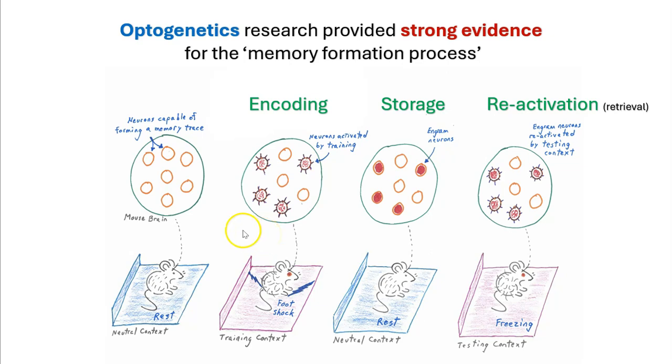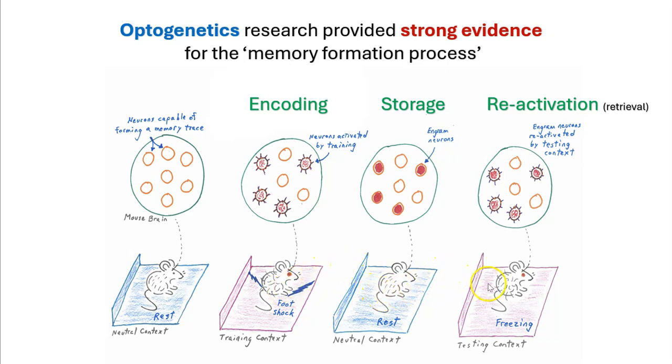In a previous lesson, we learned about what's happening to this mouse in the bottom part of the diagram here. We're taking it from its home chamber, putting it into a training context, the red chamber, and then shocking it on its foot. So it's going to have an experience, it's going to learn something. It will associate the red chamber with the shock. And we put it back in its home chamber to rest.